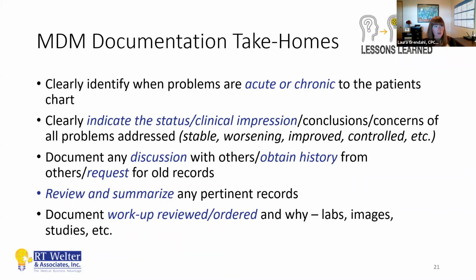So this is just another great little take home. We always like to look at it and say, what are my 3 take homes, right? So clearly identify the problems, right? Clinical impressions are huge. Are they acute or chronic? And making sure that we're not under documenting. Make sure that the clinically relevant details are there, right? We want to know all of these things. This is what we're looking for.